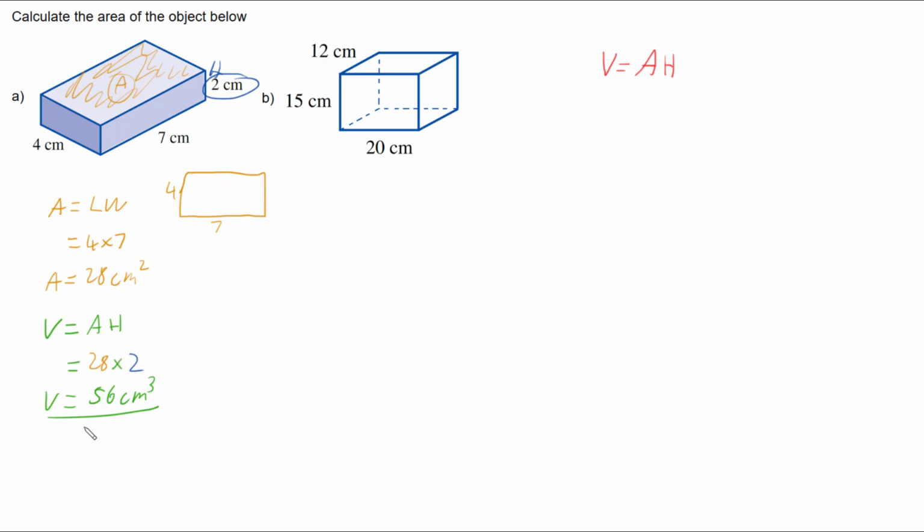Doing the same for the second one, this time we'll take this rectangle here to be the area. So our area, which is calculated by doing length times width, and if we look at that rectangle, it's 20 centimeters along this length, and this length is 12 centimeters. So we have 20 multiplied by 12, which gives us an area of 240 centimeters squared.